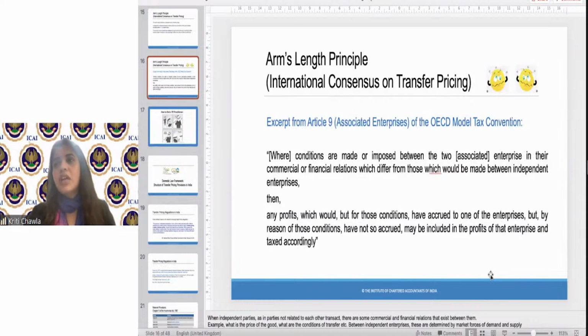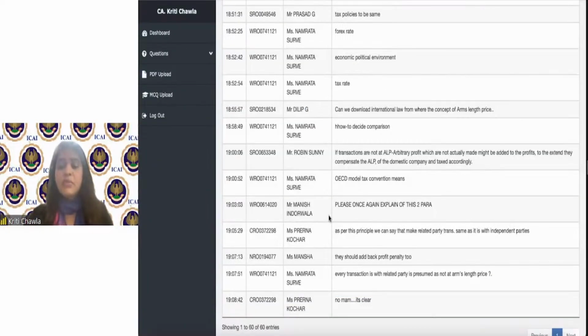So, can't say about the presumption, but yes, we have to give a certification and prove that this has happened at arm's length price. How is that certification given? What is the arm's length price? How do we calculate arm's length price? We'll cover all that in lectures going forward. But this is the crux right now.